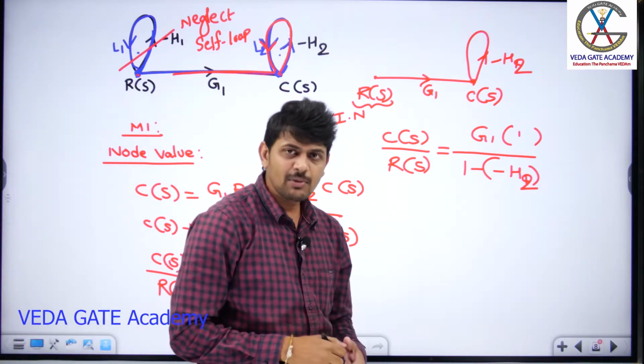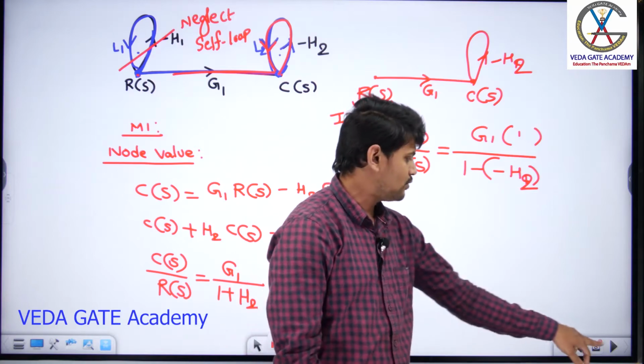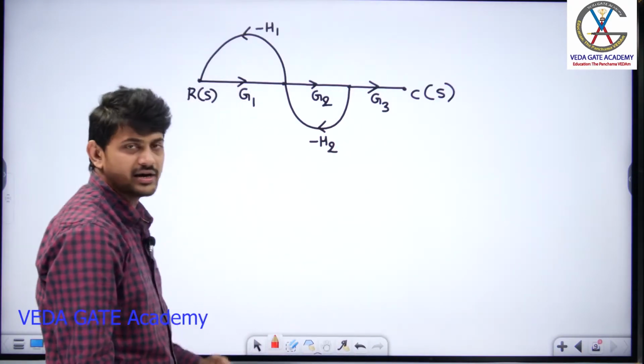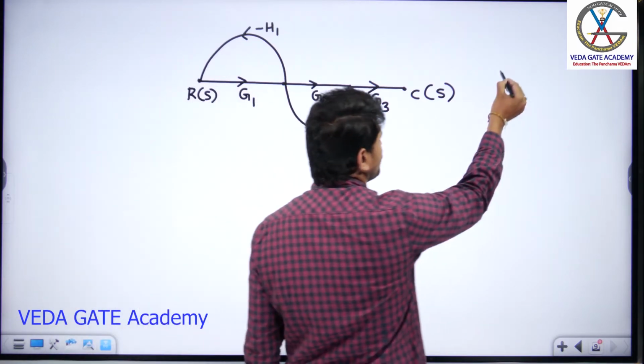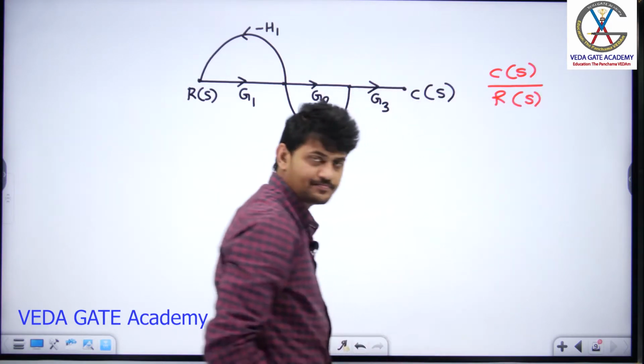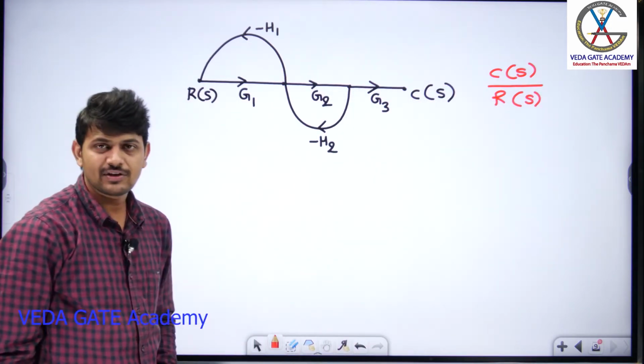Let me finish these special cases with one more last example. If you are able to solve this, you will understand the complete idea about Mason's gain formula. I will give you the summary later. So here, I am asking you to determine C of S by R of S.